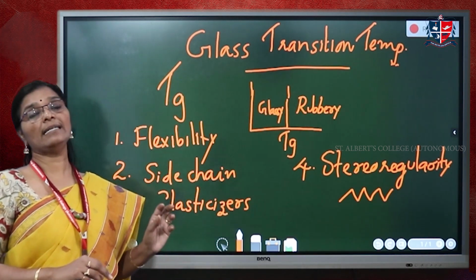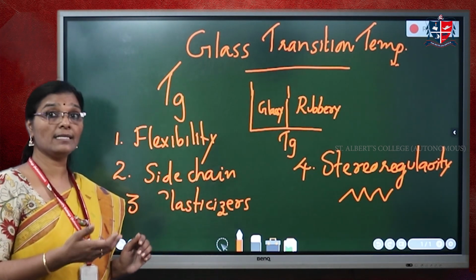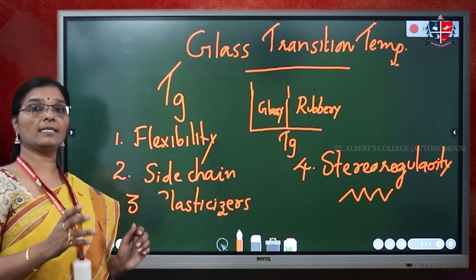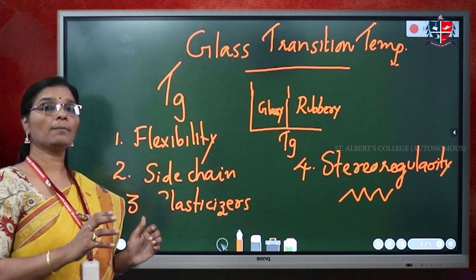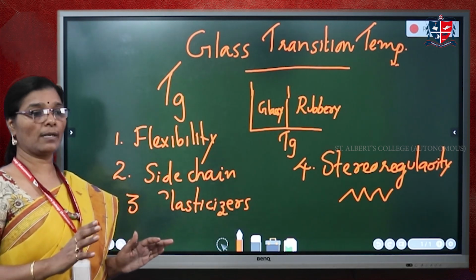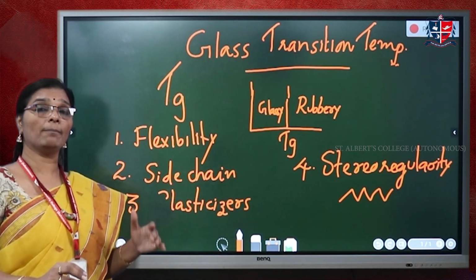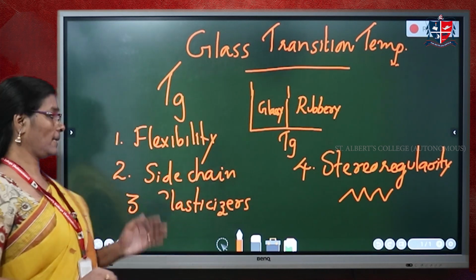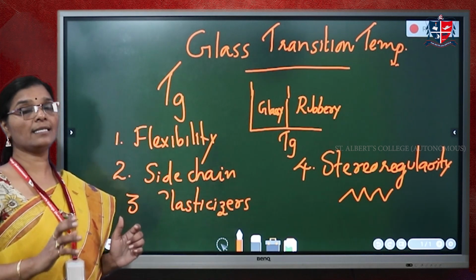While we consider the Tg of these polymers, the isotactic polymers have higher Tg compared to that of syndiotactic polymers, and syndiotactic polymers have higher Tg compared to that of atactic polymers. Isotactic and syndiotactic polymers are called stereoregular polymers, and atactic polymers are called stereoirregular polymers. So, these are the important parameters which affect the Tg of a polymer.